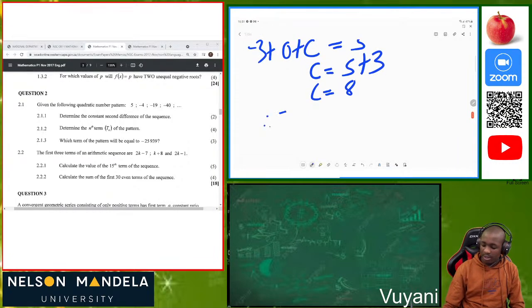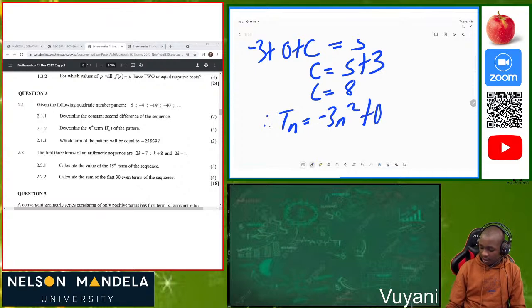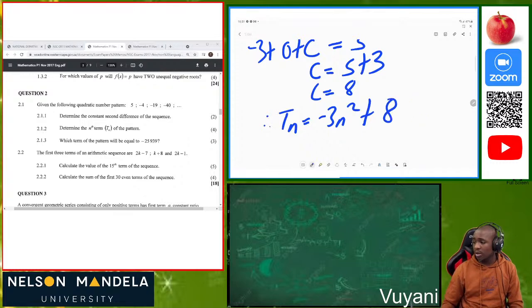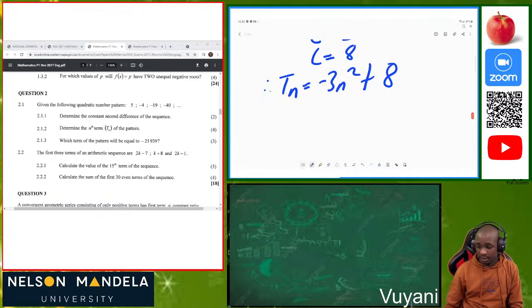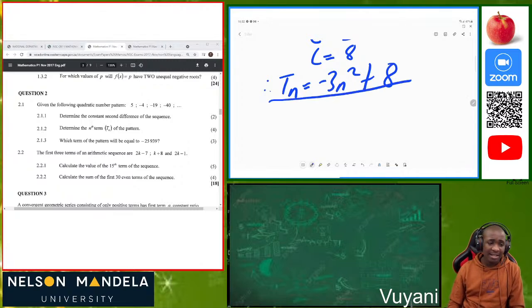Therefore our general term Tn will be equal to negative 3n squared, plus 0n, plus 8, and we know that 0 times anything is 0, so there is no need for you to write 0n here. So our final answer is negative 3n squared plus 8. We are done determining the nth term.